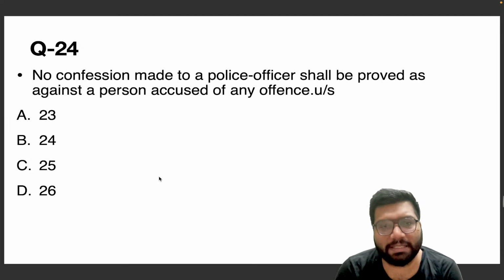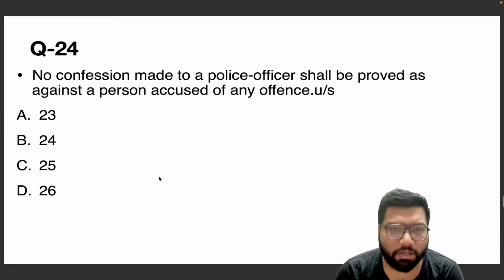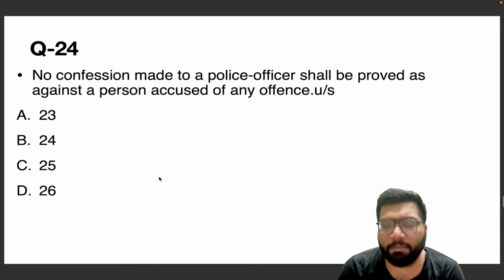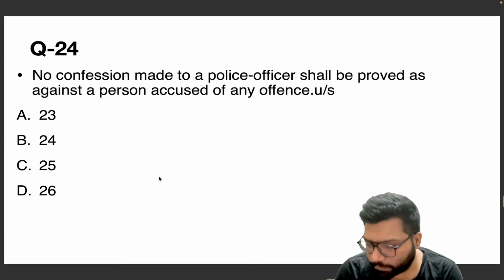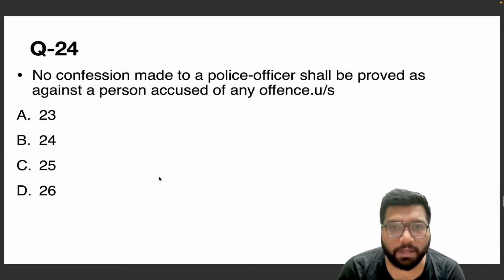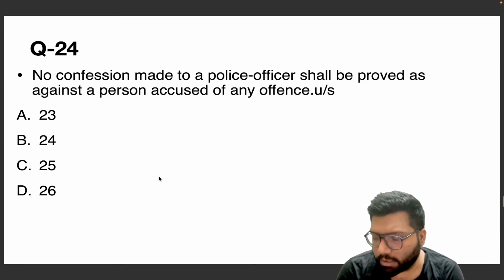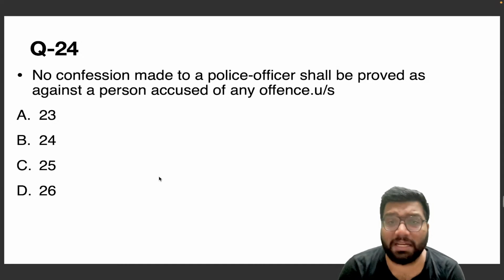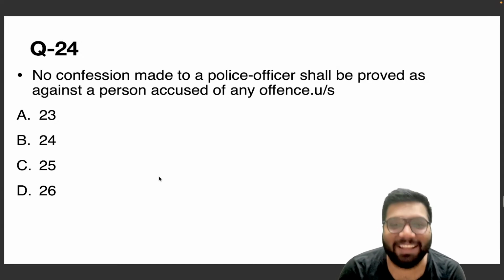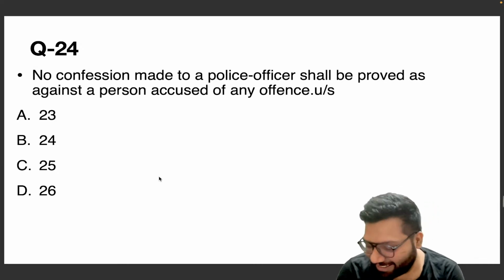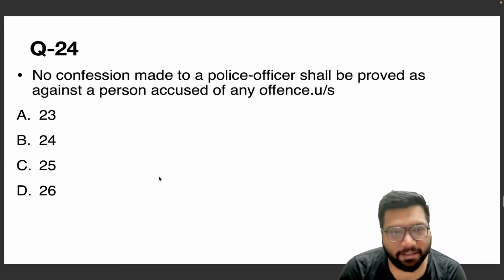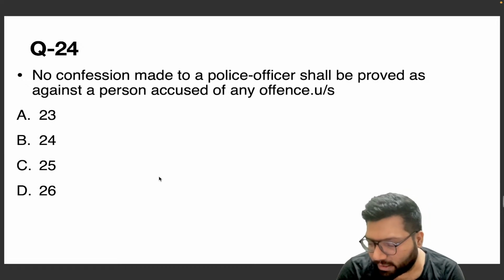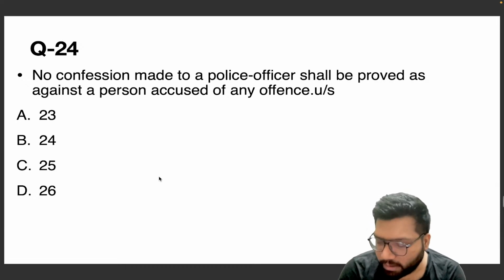One of the most famous sections from the Indian Evidence Act: no confession made to a police officer shall be proved as against a person accused of any offense. Mohit, A and B were not the same in that question. There was a difference, and that difference was intentional. It was not a coincidence. Okay, everyone's answer is correct. Mohit, Sunita and Ayush, C.